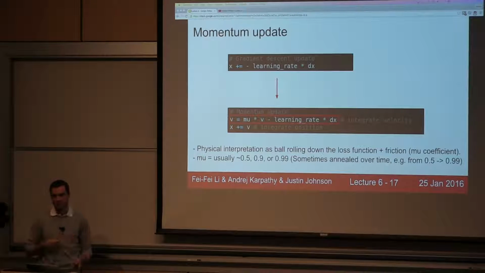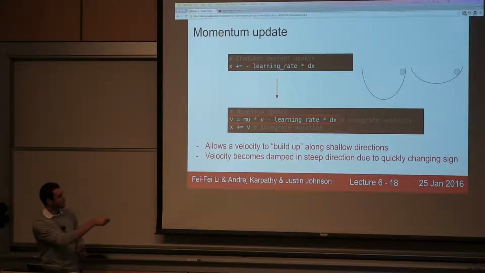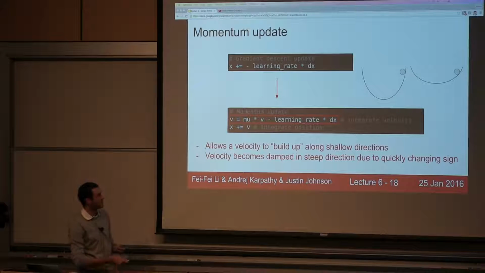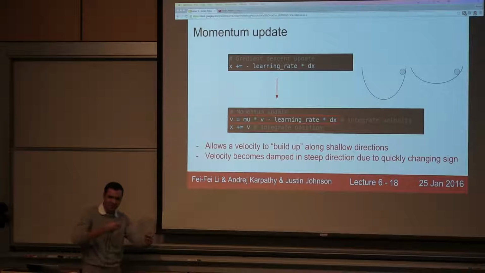It's taking this physical interpretation of optimization where we have a ball rolling around and it's slowing down over time. What's very nice about this update is you end up building up this velocity. In particular, in the shallow directions, it's very easy to see that if you have a shallow but consistent direction, then the momentum update will slowly build up the velocity vector in that direction.